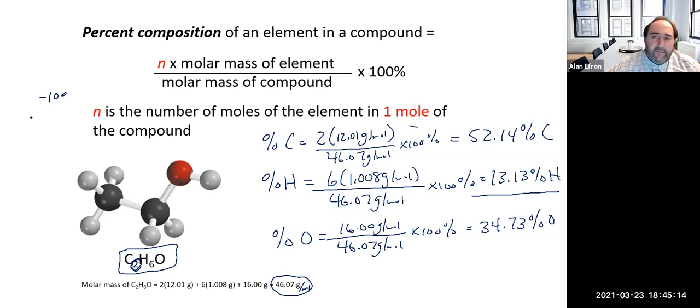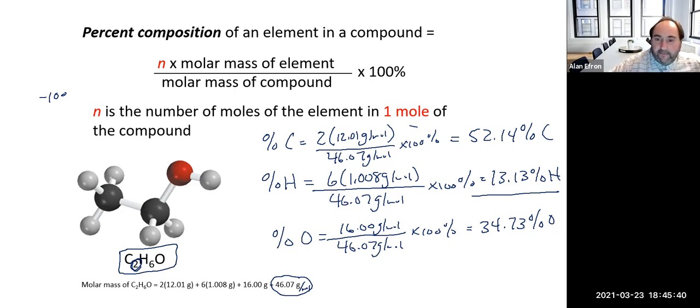Question on how to calculate percent composition by mass. Yeah, we're actually leading right into that. So the question is, can we use these to help us find the formula of a compound? That's actually the next slide. So hopefully this will answer that question for you.